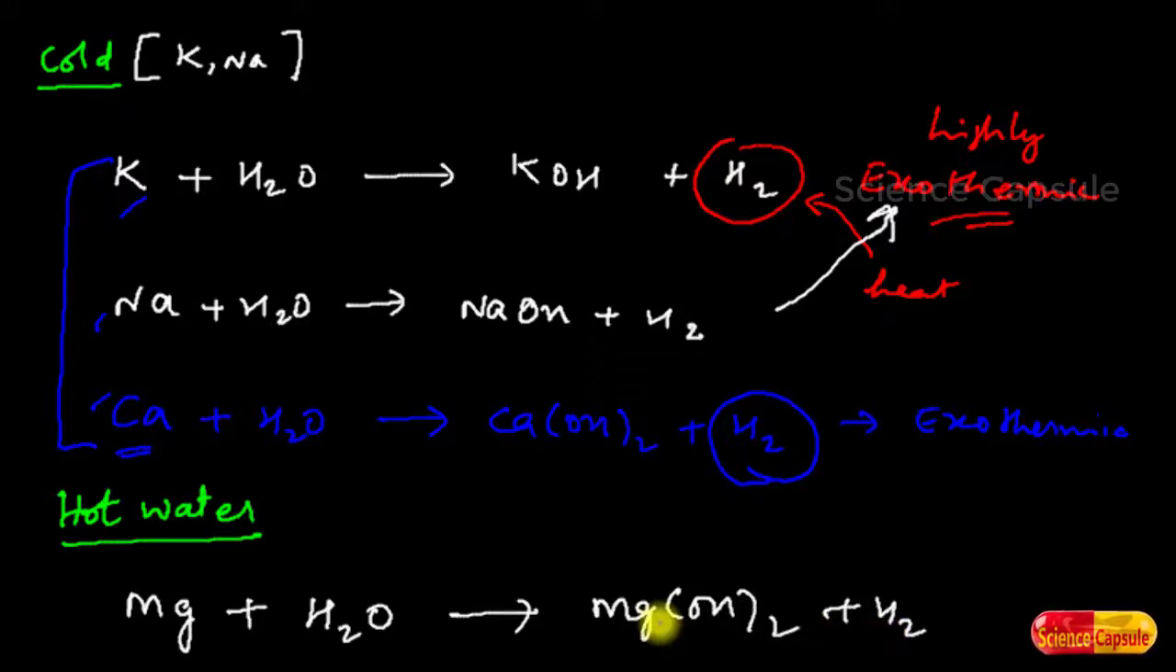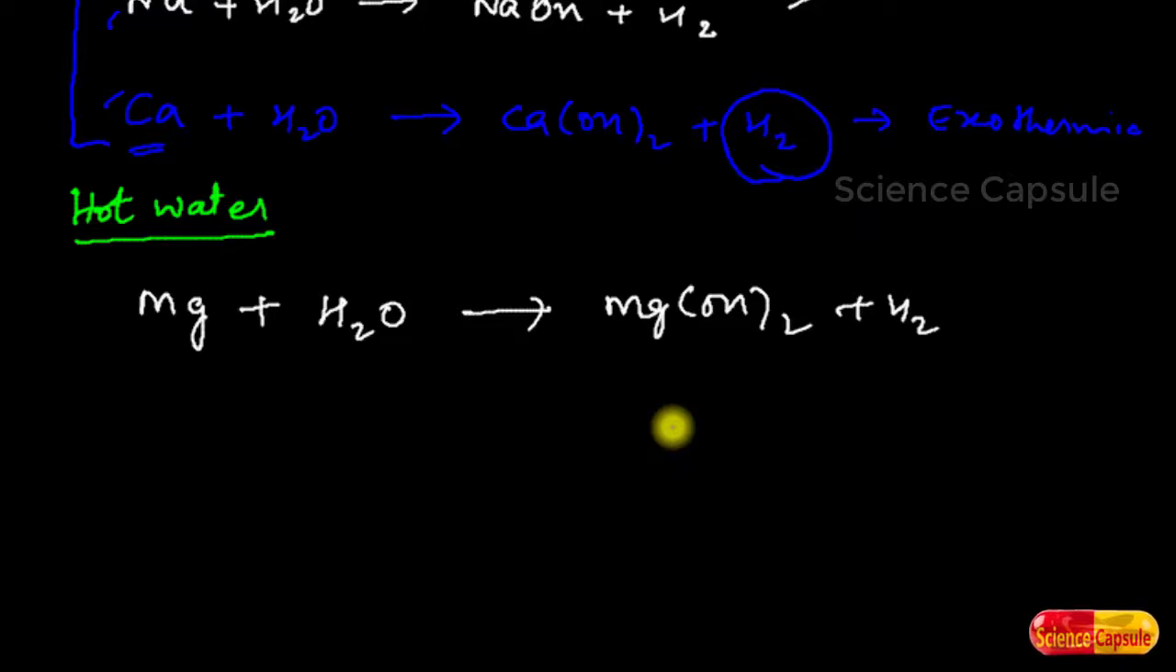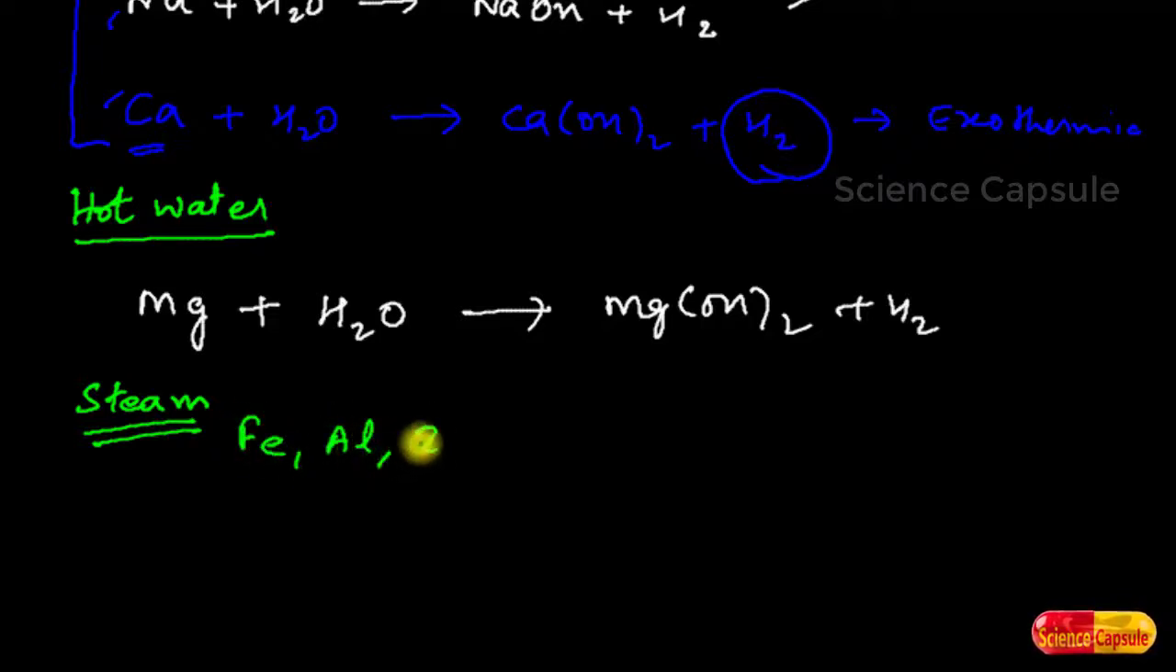Now, let us discuss another example of reaction of metals with water. There are certain metals which can neither react with ordinary cold water nor with hot water. Some of the metals react only with the steam. Steam means water in gaseous state which has high energy, right? So, here elements such as iron, aluminum and zinc are the metals which react only with the steam. So, let us see that chemical equation also.